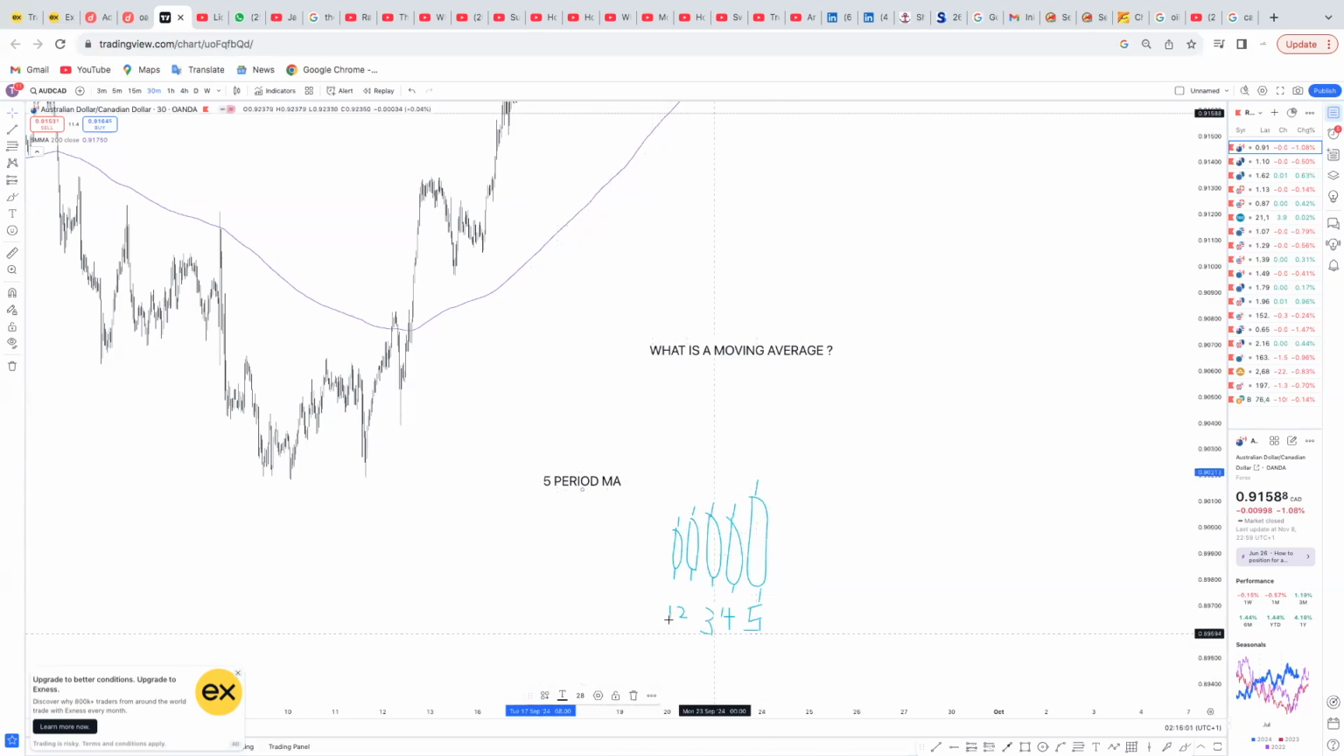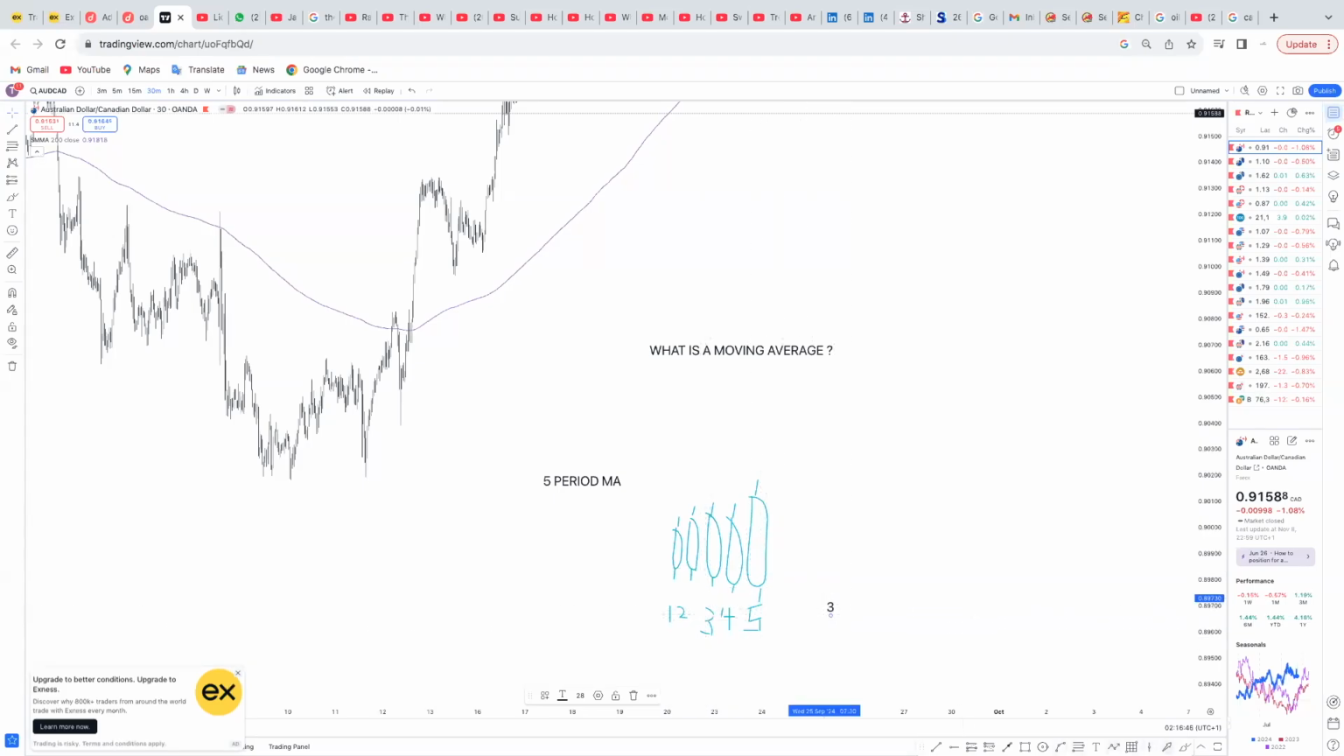Now, if you want to find the average of these numbers, which are 1, 2, 3, 4, 5, let's say $1, $2, $3, $4, $5, with the market moving upward by $1 each time, the average is going to be 3. Why is the average 3? You add this plus this plus this plus this plus this, which equals 15, over the total of 5 periods. So 15 over 5 is 3. Do you understand?